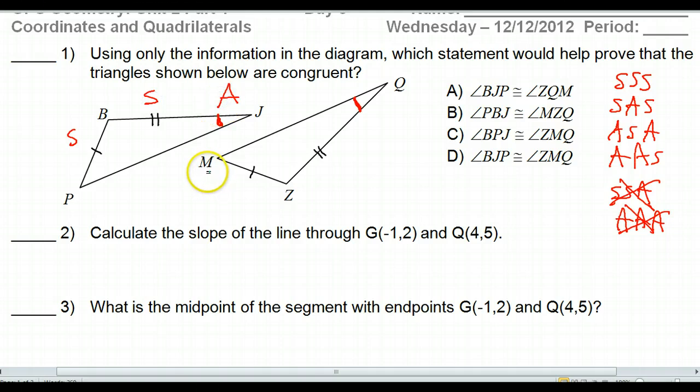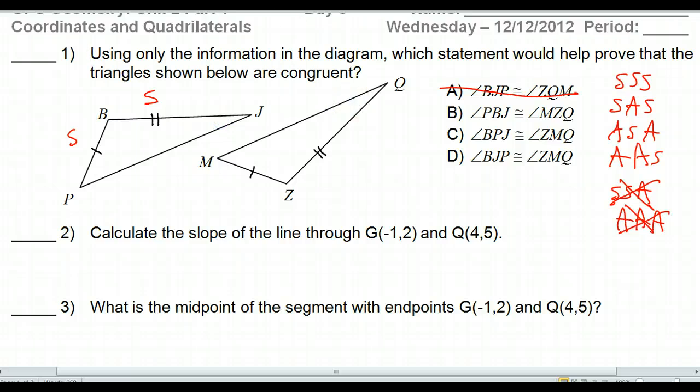It's the two sides and the angle that's not in the middle. Side, side, angle is a no. That one doesn't work. So that's why A will not help us prove that the triangles are congruent. So it's definitely not A. So let's look at B instead.